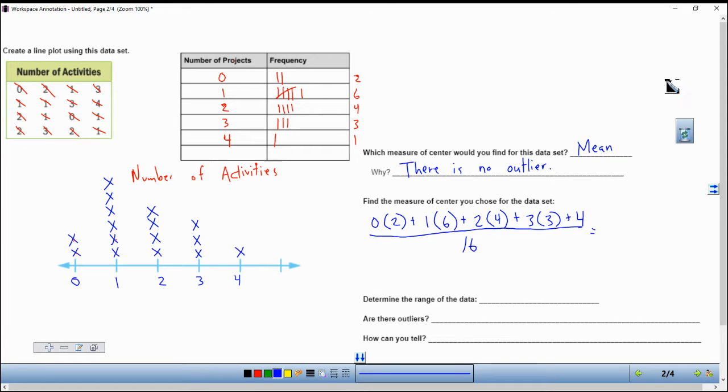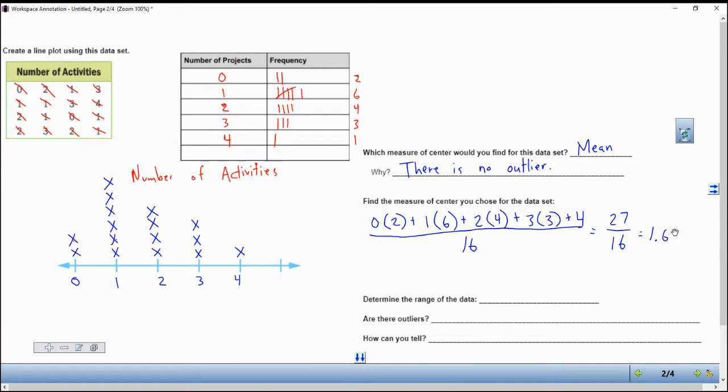In a calculator, I'm going to add these up. So it's 0 plus 1 times 6, plus 2 times 4, that's 14, plus 3 times 3 is 9, which is 23, plus 4, which should be 27, divided by 16. That is how many total activities there were. I'm going to divide that all by 16 and see what we get. Should be somewhere around 1 or 2, because that seems like the middle of the data, but I could be wrong. Okay, 1.687.